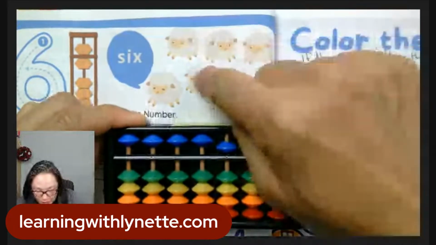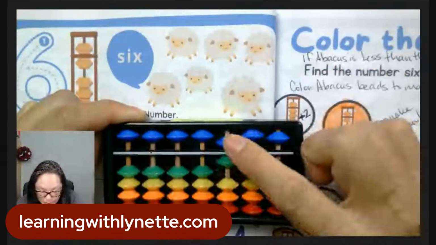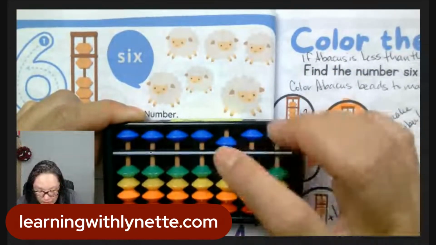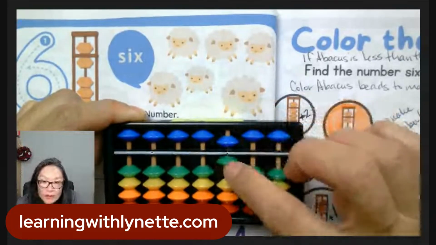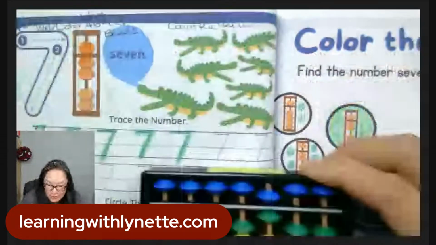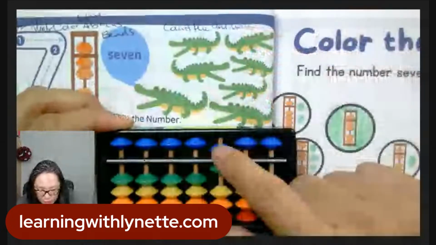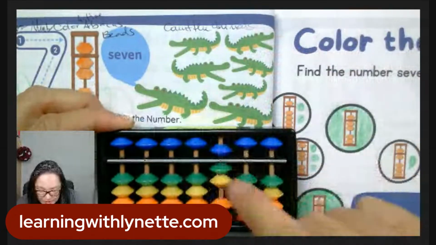So we have six. 1, 2, 3, 4, 5, 6. We're going to count from 5 and then we do 6. So we have 5, we have 6. When we look, this will always be the value of 5, and then we add the 1 and we have 6. So then we have 7. 5, 1, 2, 3, 4, 5, 6, 7. We have 5, 6, 7.